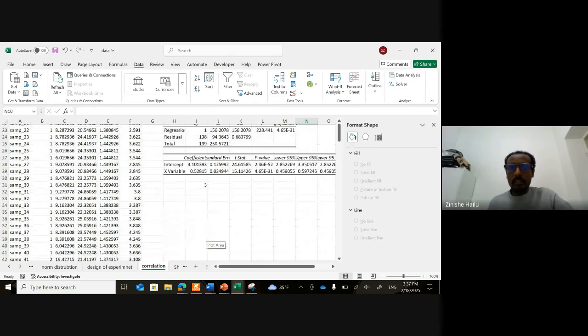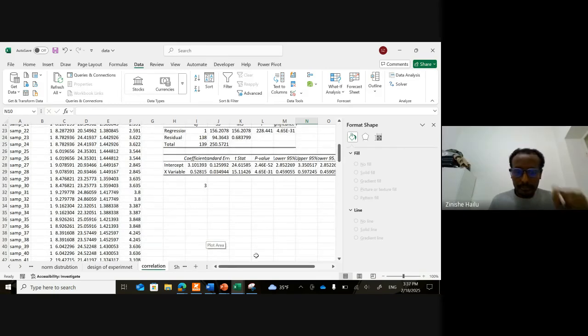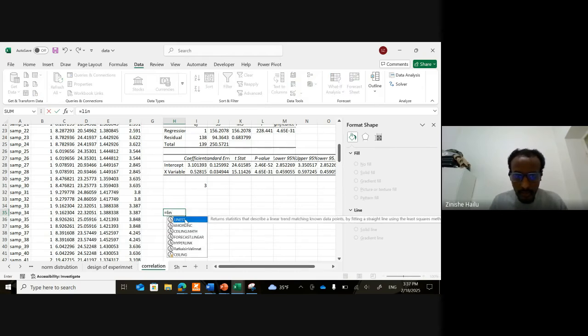So we can use this data analysis. Or I think LINEST. We can use also this LINEST function. The same.